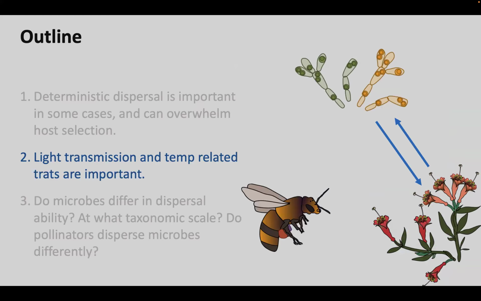What types of traits shape host filtering? Well, one of them is light transmission. There's a lot of other ones too.